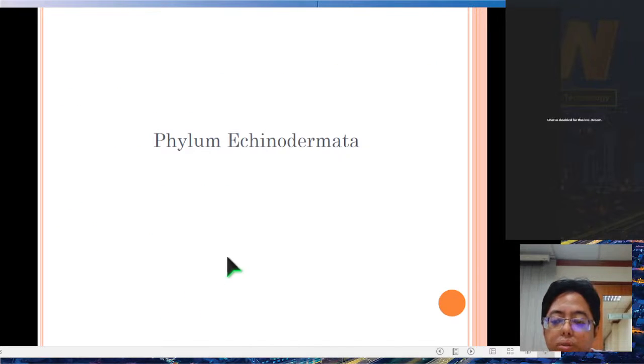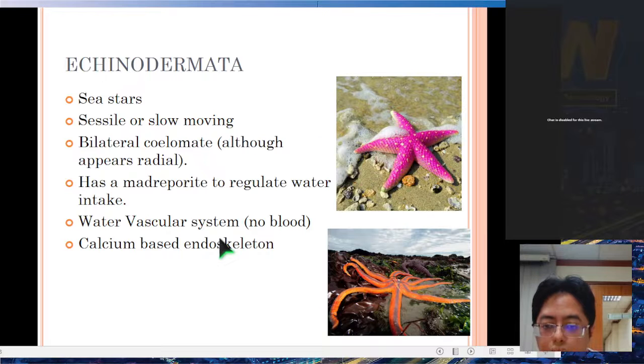Okay, next we move to the echinodermata, or the starfishes. If you look at the name echinodermata, echino means porcupine, or very pointy or sharp. Dermata means skin, so it's like very sharp skin. So echinodermata are sea stars. They are all slow moving, and they are usually bilateral coelomates. So they have organs, and they are kind of arranged in a radial shape.